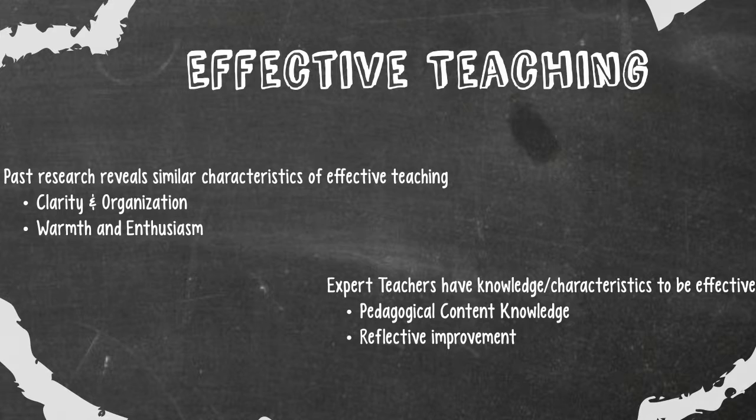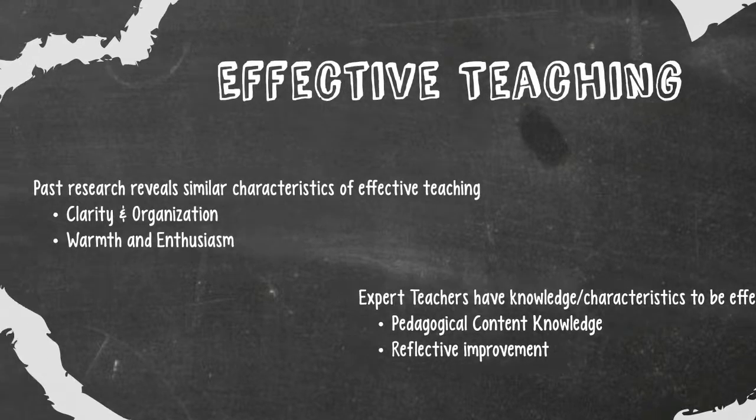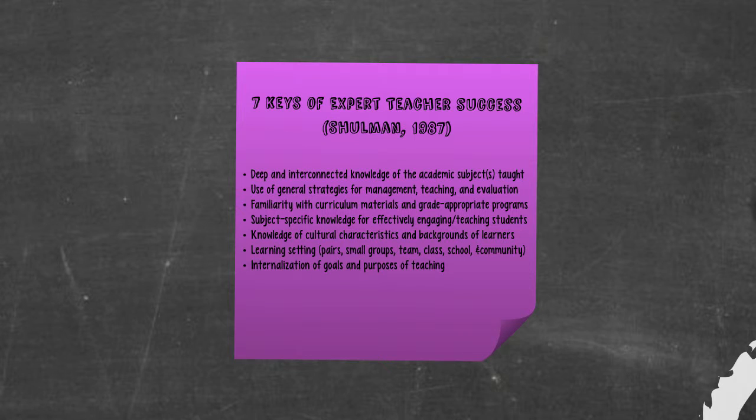While we've gone over it in general terms, what specifically do expert teachers learn throughout their years of experience, and what makes them so successful? In the late 1980s, Lee Shulman expanded on this thought. He identified 7 specific areas of professional knowledge that are keys to expert teacher success.